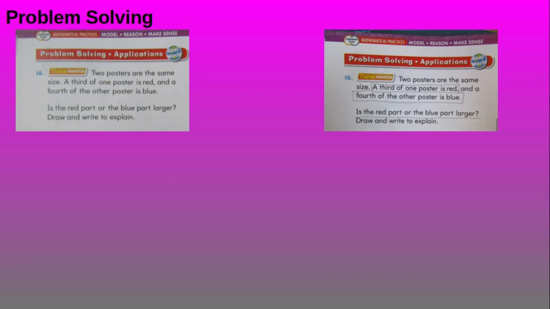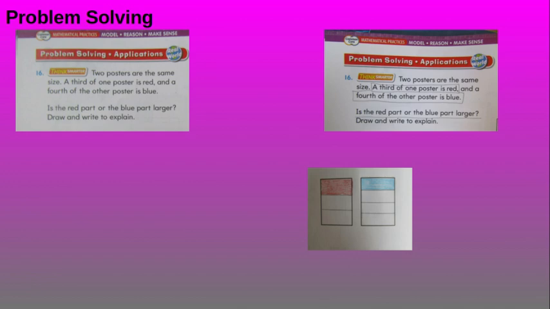So you'll see I underlined the question, is the red part or the blue part larger? And then the key information I need to box up is that a third of one poster is red and a fourth of the other poster is blue. All right, so we have our 2 posters here, and I know I need to divide one of them into thirds and one of them into fourths. So let's go ahead and do that. And then we're also going to shade a third red and shade a fourth blue. So my 2 posters end up looking like this.